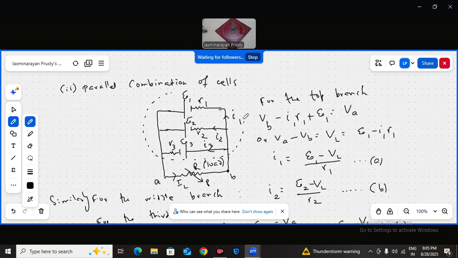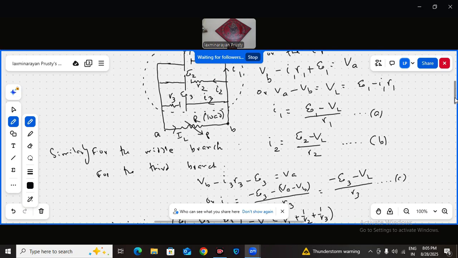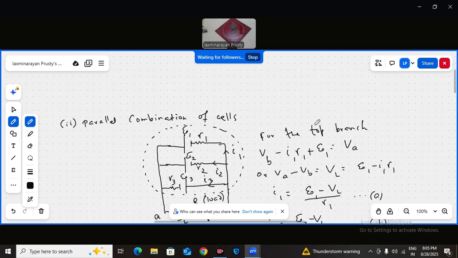This is my black box, basically. How to get the maximum power output to the load, and within the black box, there are 3 cells connected in parallel. So what should my aim be? Don't lose sight of our aim. The aim is to write VL is equal to C1 minus IL into C2. This is my aim.